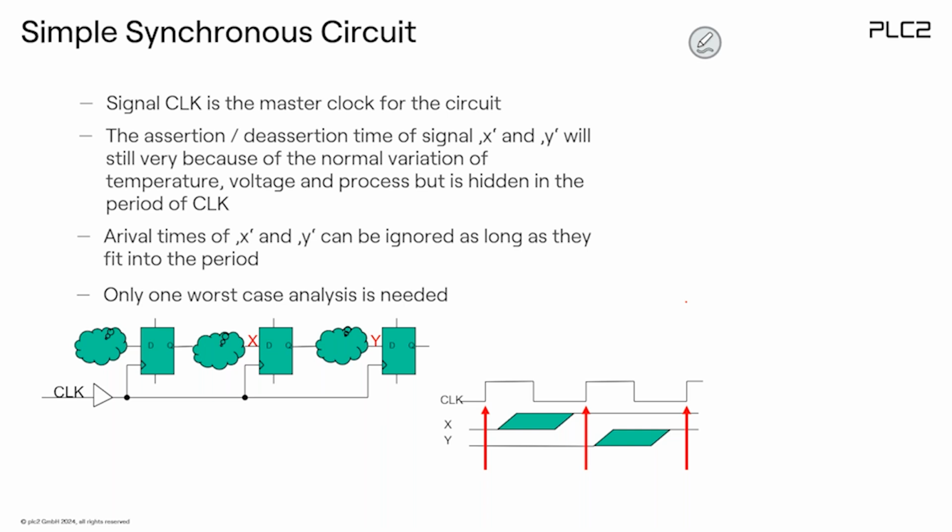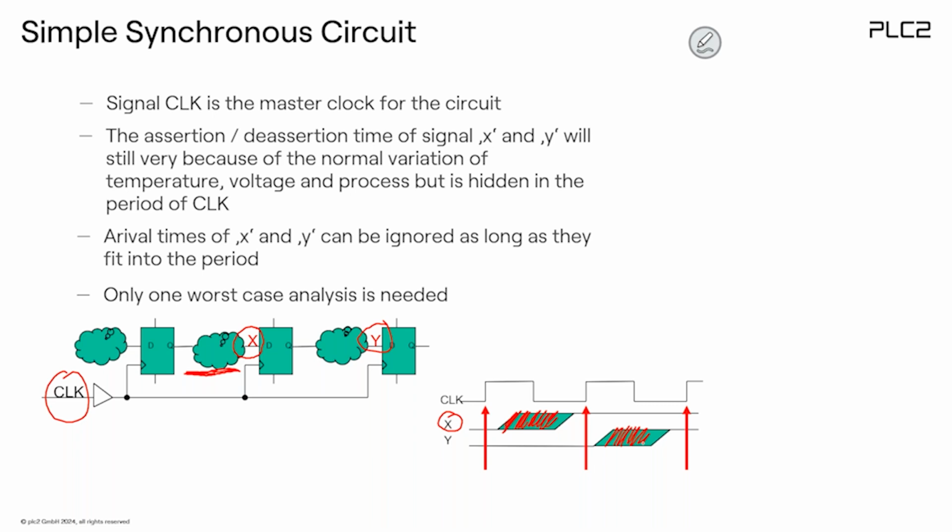Now, let's look at the opposite, the synchronous circuit. We have a clock, which is a master clock, connected to all the devices. Now let's look at the signal X and the signal Y. Again, depending on the delay, the complexity of the logic, the voltage, and the temperature, meaning the environmental conditions, the signal X will arrive earlier or later at the destination. The same happens with the signal Y.